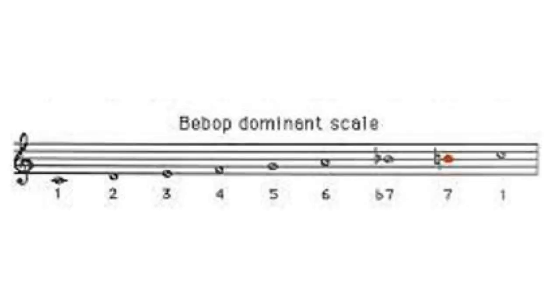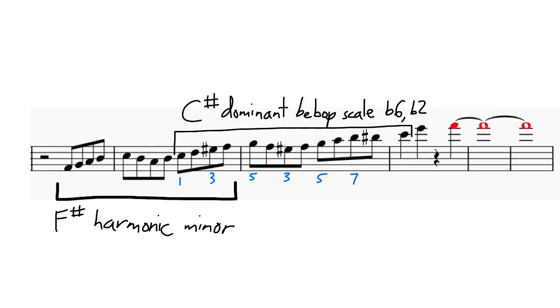A bebop scale adds a chromatic tone to a 7-note scale, and this serves a similar purpose with the chromatic enclosure, to make sure that the chord tones land on the beat. Here, we see a C-sharp dominant bebop scale with a flat 6 and a flat 2. Note how the notes that land on the beat are all part of a C-sharp 7 chord.